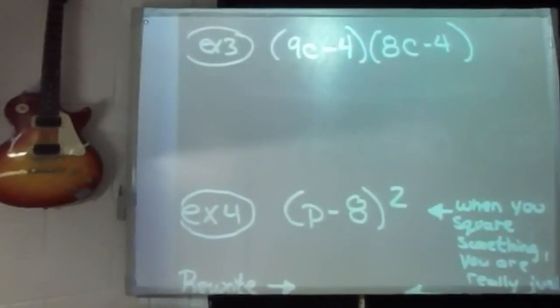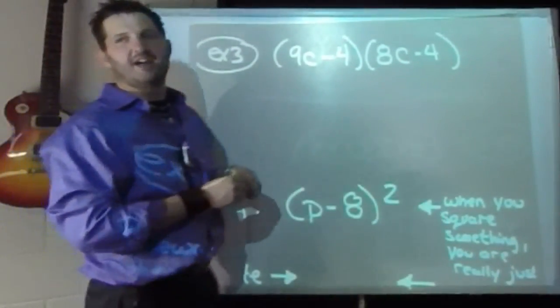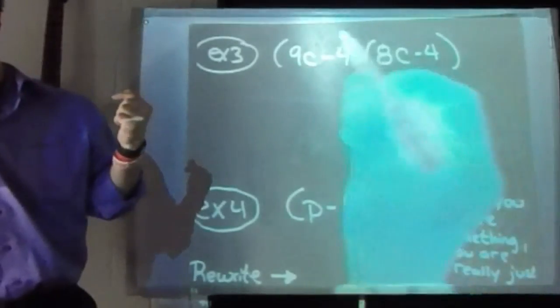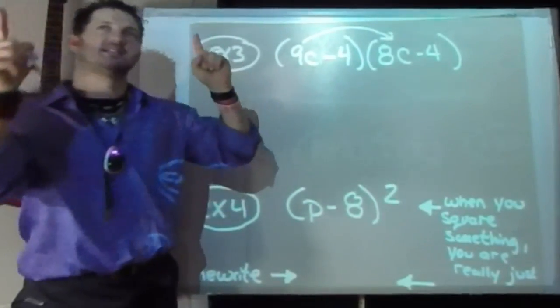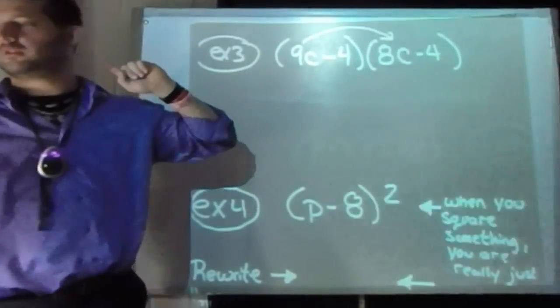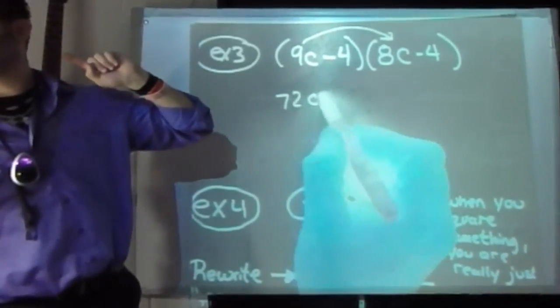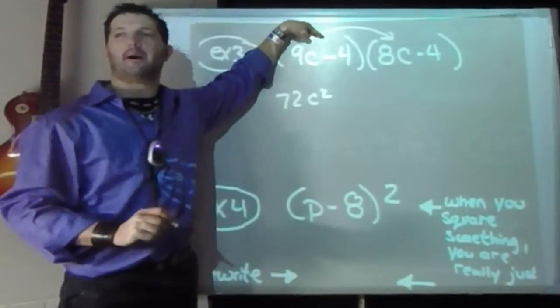Nothing different up here. F-O-I-L. What do we do on F? Multiply. 9C times 8C. 9 and 8 makes 72. Positive 72C squared. All right, after the F comes what?